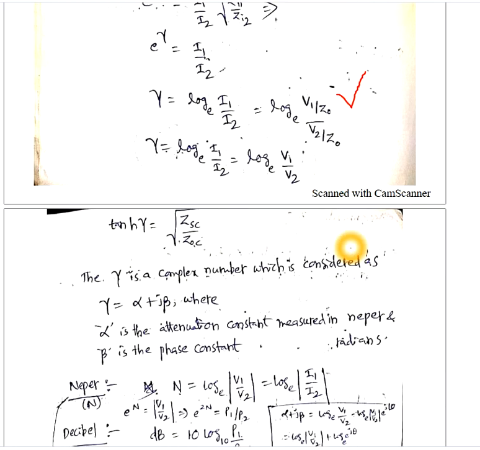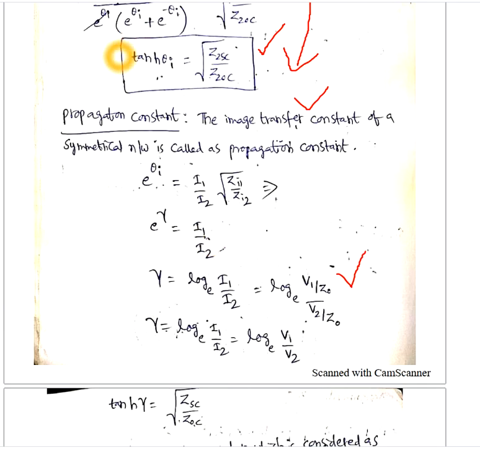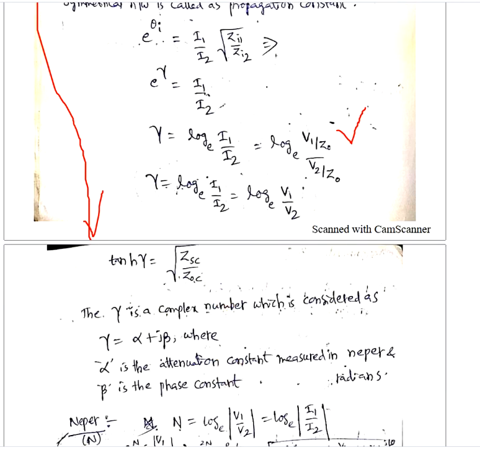Fine. So that means we can have tanh gamma is equal to square root of Zsc by Zoc. So this has come from this relationship of image transfer constant. Okay, so I'm just replacing theta i with gamma, which is the definition of propagation constant. Right, so here we generally don't have Z1sc, Z2sc like that, because all are equal for a symmetrical network. So I have already told that, so it will be under root of Zsc by Zoc.